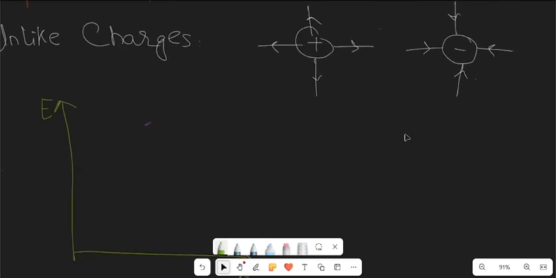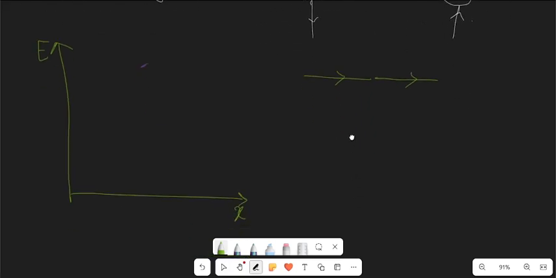Do you see how this electric field strength is going in this direction, and this electric field strength is also going in this direction? Do you see they are going in the same direction? They are going in the same direction, so they are reinforcing each other, right? That is how you can look at it. They are reinforcing each other. So the graph will be like this.